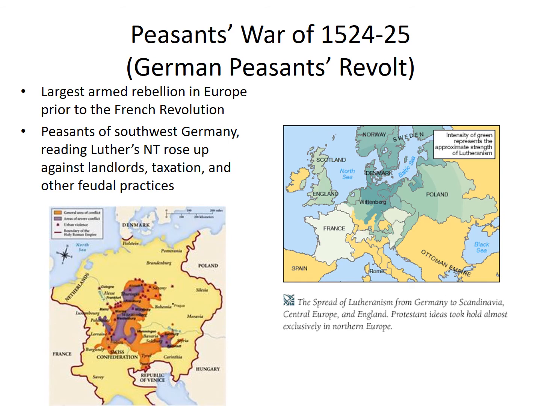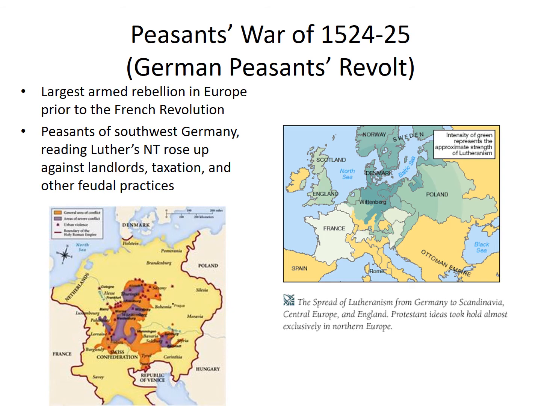By the time in Germany we get to the 1520s, we see that the German peasants, seeing Luther's rebellion against the spiritual authorities, will become inspired to rebel against their political authorities and rebel against their landlords. This will be the largest armed rebellion in Europe prior to the French Revolution, which is saying something. A large, widespread peasant revolt. It's hard to organize a peasant revolt, so the fact that this one was so large and well organized, you do need to take note of that.